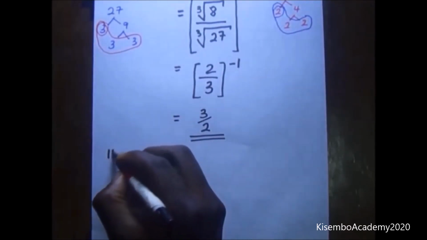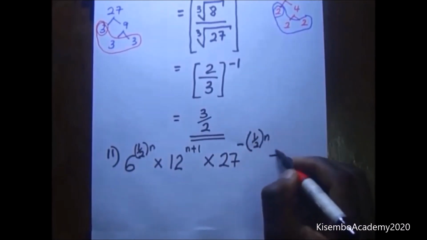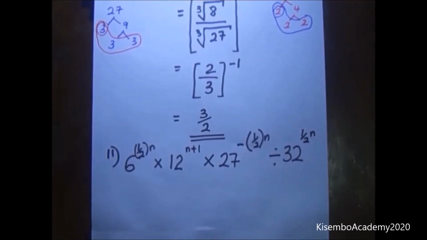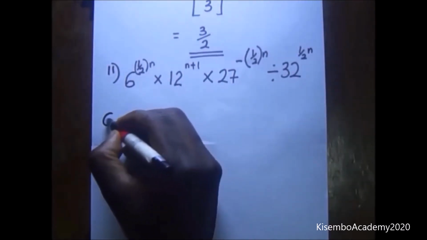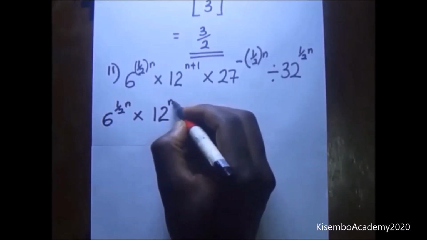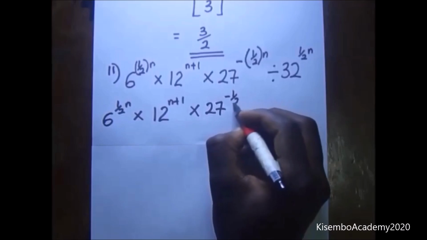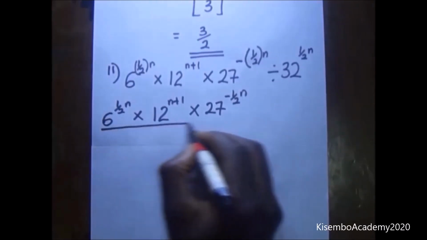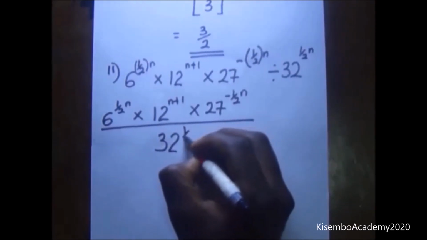Let's go and do Roman 2. Now our task is to simplify that number. So we start the working. This is the same as saying 6 to the power half n, multiply that by 12 to the power n plus 1, multiply that by 27 to the power half n, divide all that by 32 to the power half n.